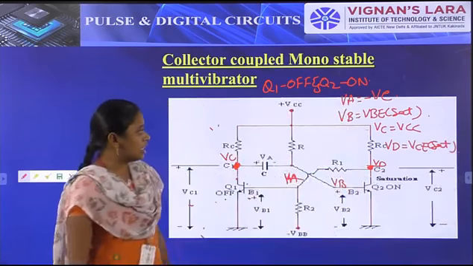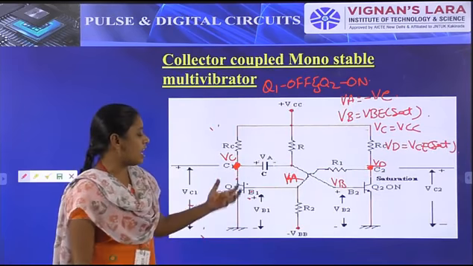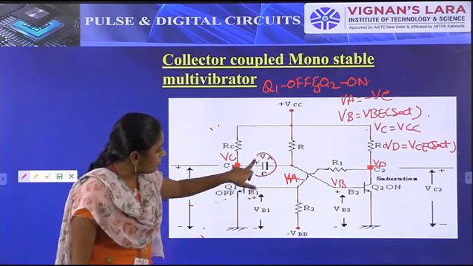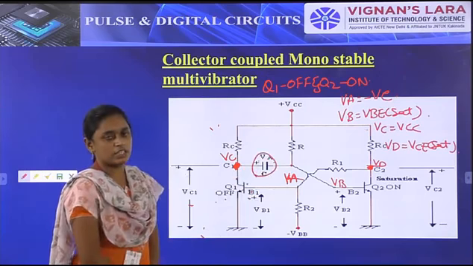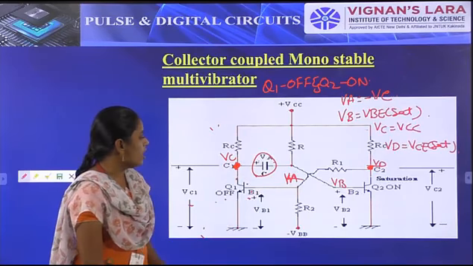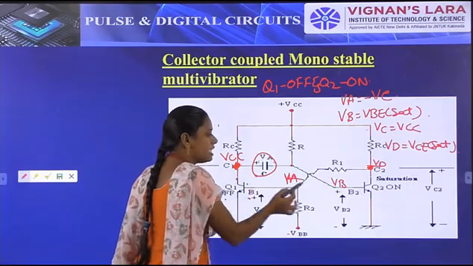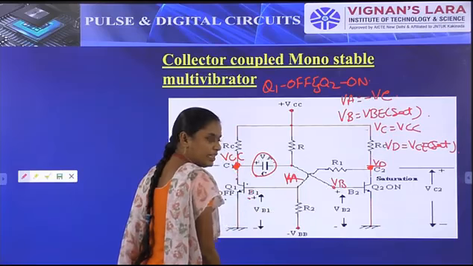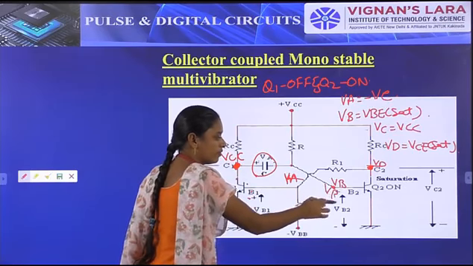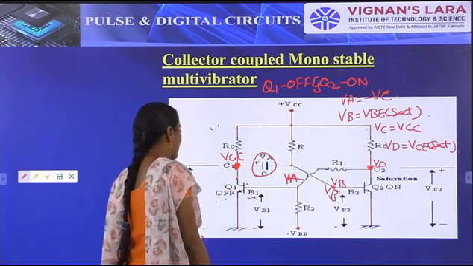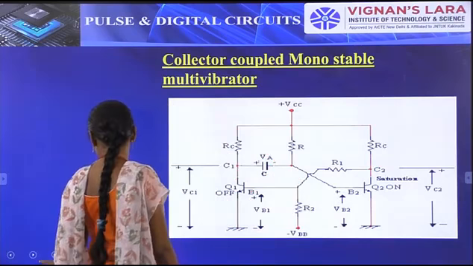So this is the condition. What happens and what is the condition here? The capacitor is used for charging or discharging purposes. At this time, the capacitor is connected between VCC and this terminal, that is VB. So simply the capacitor starts charging in this manner.